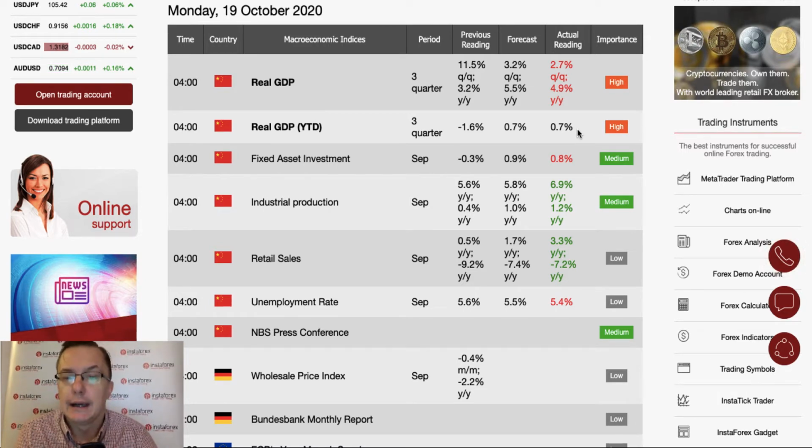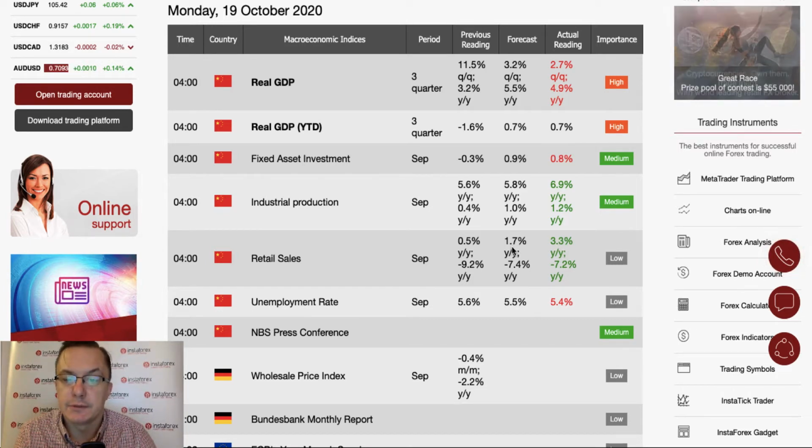So there's still a kind of progress, but it's not that much at all. So it should of course impact the forex market, and I think it should impact the Australian and New Zealand dollar, and of course the Chinese yuan, for example. As you can see here, we got some other data like fixed asset investment, industrial production, and retail sales. Retail sales are higher than expected, 3.3%. The forecast was 1.7, and the previous reading was only 0.5%. So this is a nice, good reading.